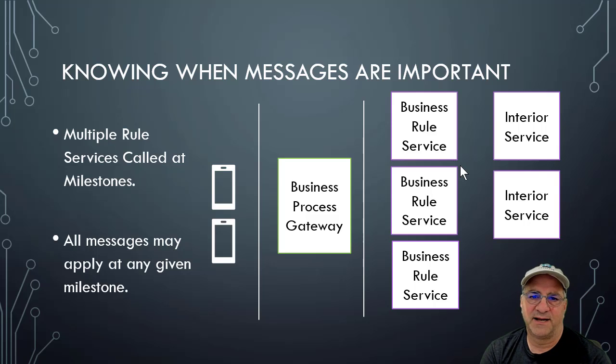They may be aggregated calls from behind a business process gateway, but the idea is multiple services will be called, and all of those services are going to give out messages, and they don't know where you're at in the user interface. So they're going to give out messages that you may or may not expect. We're going to call multiple rule services on regular milestones, and those messages that come back may or may not apply at any given milestone.